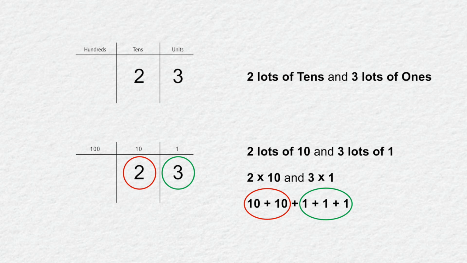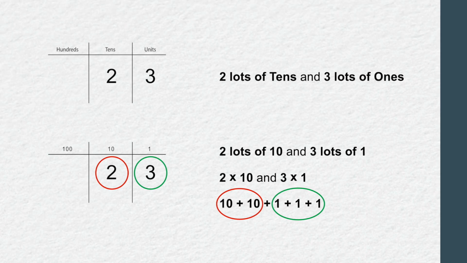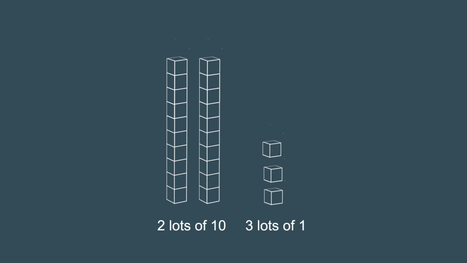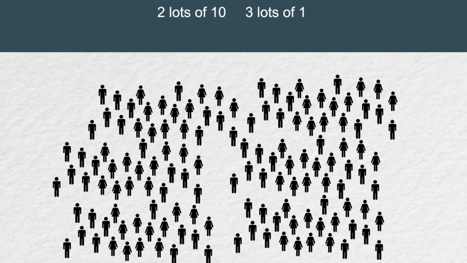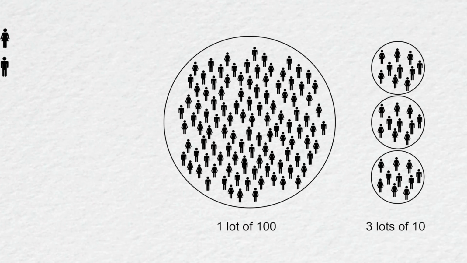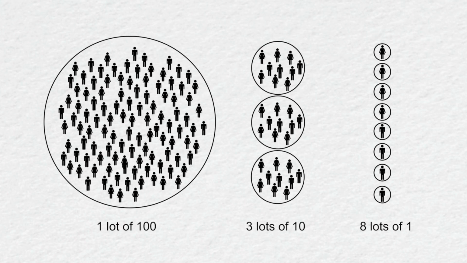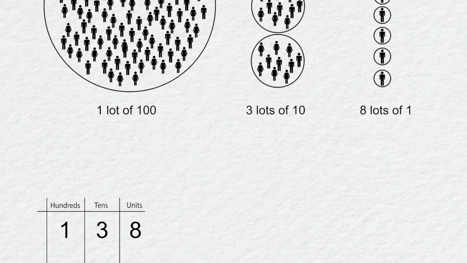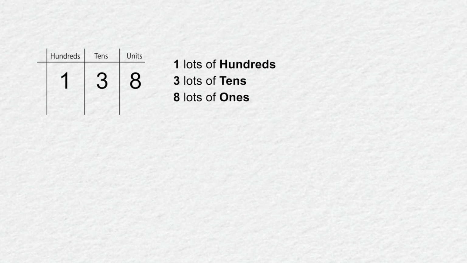And so, if I was using the wooden blocks, they would look something like this, where we have 2 lots of 10 blocks and 3 lots of 1 block. Here is another example. There are 138 people. Let's arrange these people into the base 10 structure. We see that we have 1 lot of 100 people, 3 lots of 10 people, and 8 lots of 1 person. We can represent this in our base 10 structure like so. We have 1 lot of hundreds, 3 lots of tens, and 8 lots of units.